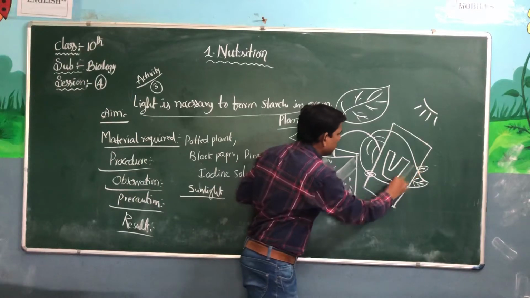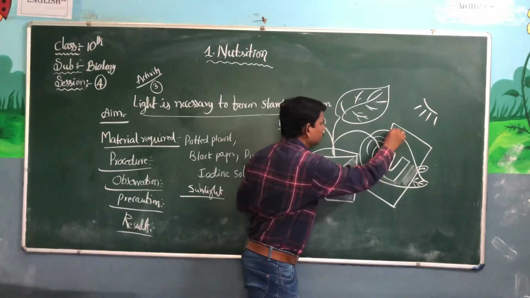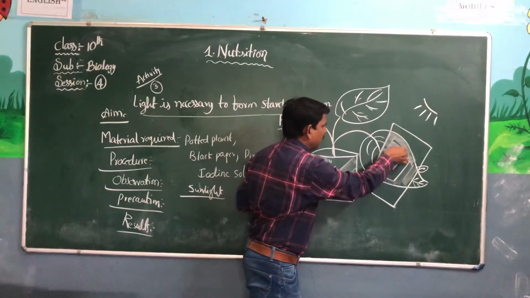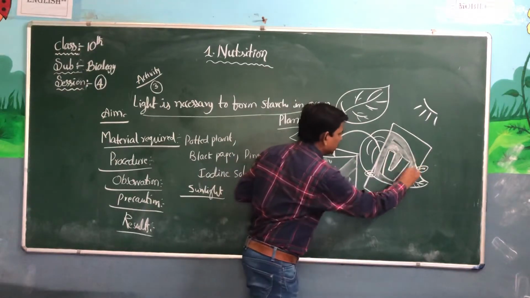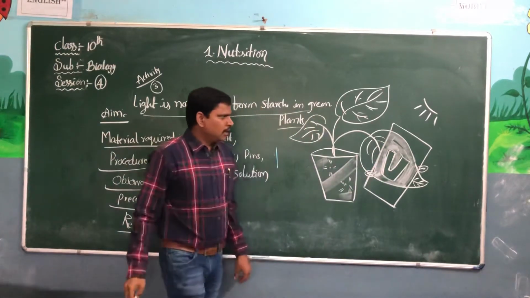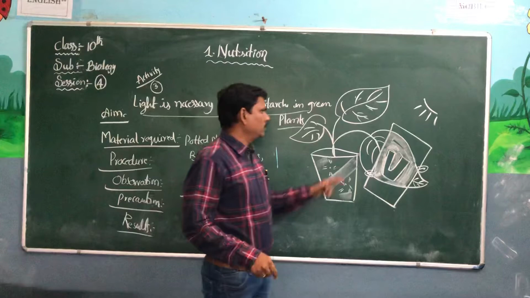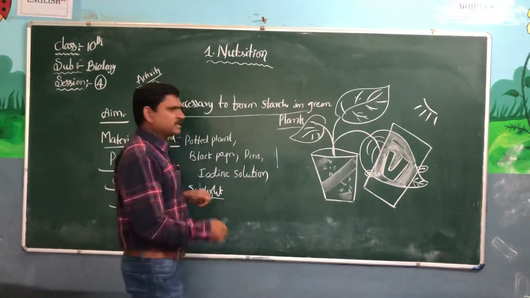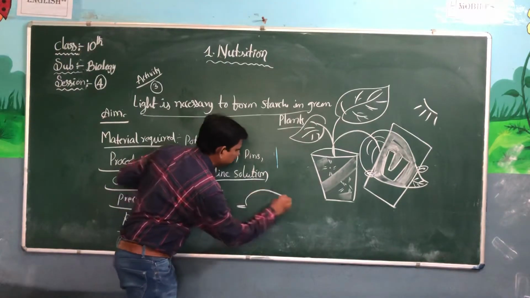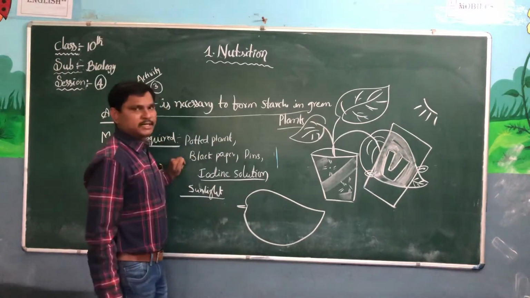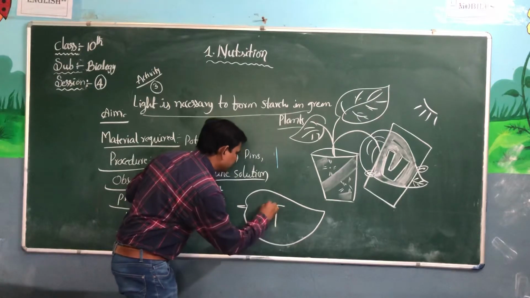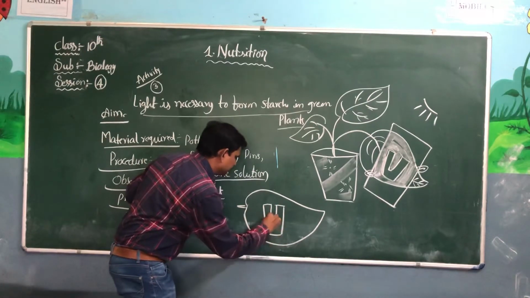But what about the remaining part? Which one is covered by the black paper? It will not be exposed to the sunlight. After a few hours, we should cut this leaf and test it in the presence of iodine solution. Now look at this leaf.